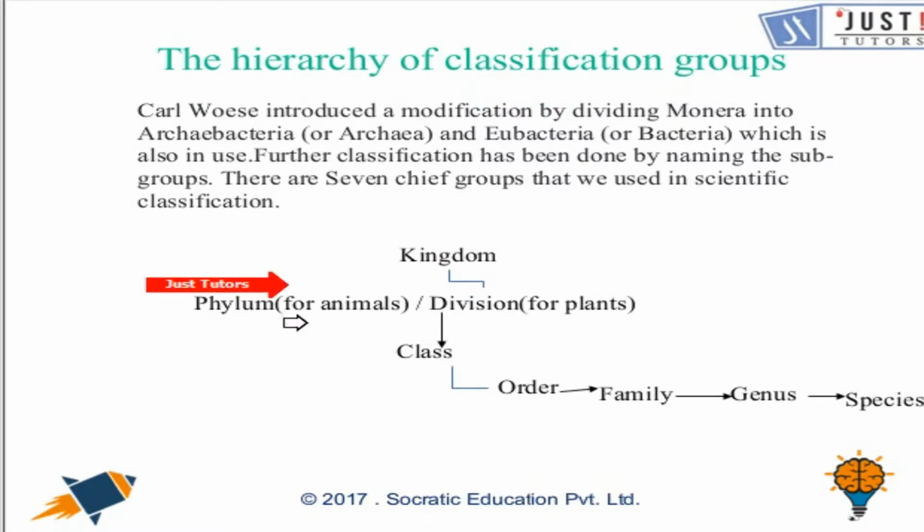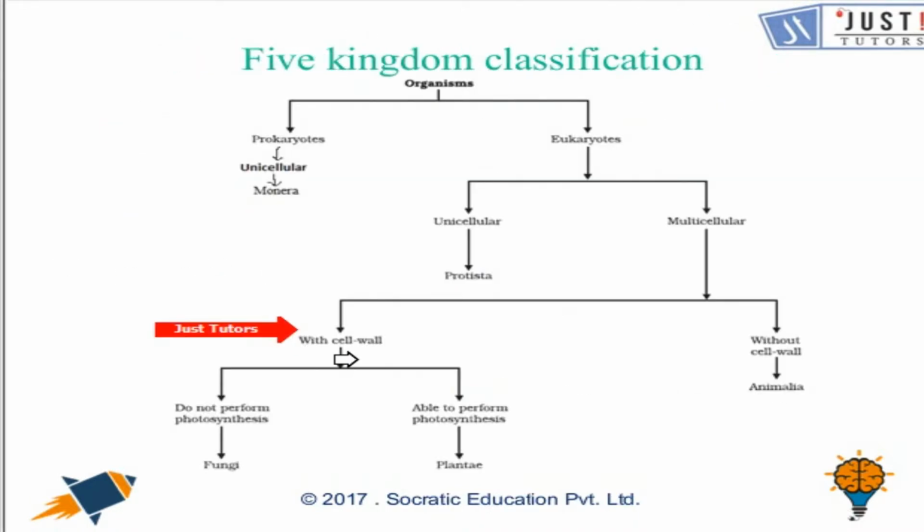Plants and animals are ranked in an arrangement of known categories such as kingdom, phylum for animals, or division for plants. And then after that we have class, order, family, genus, and species. On the next slide there's a flow chart for you. You can go through it.